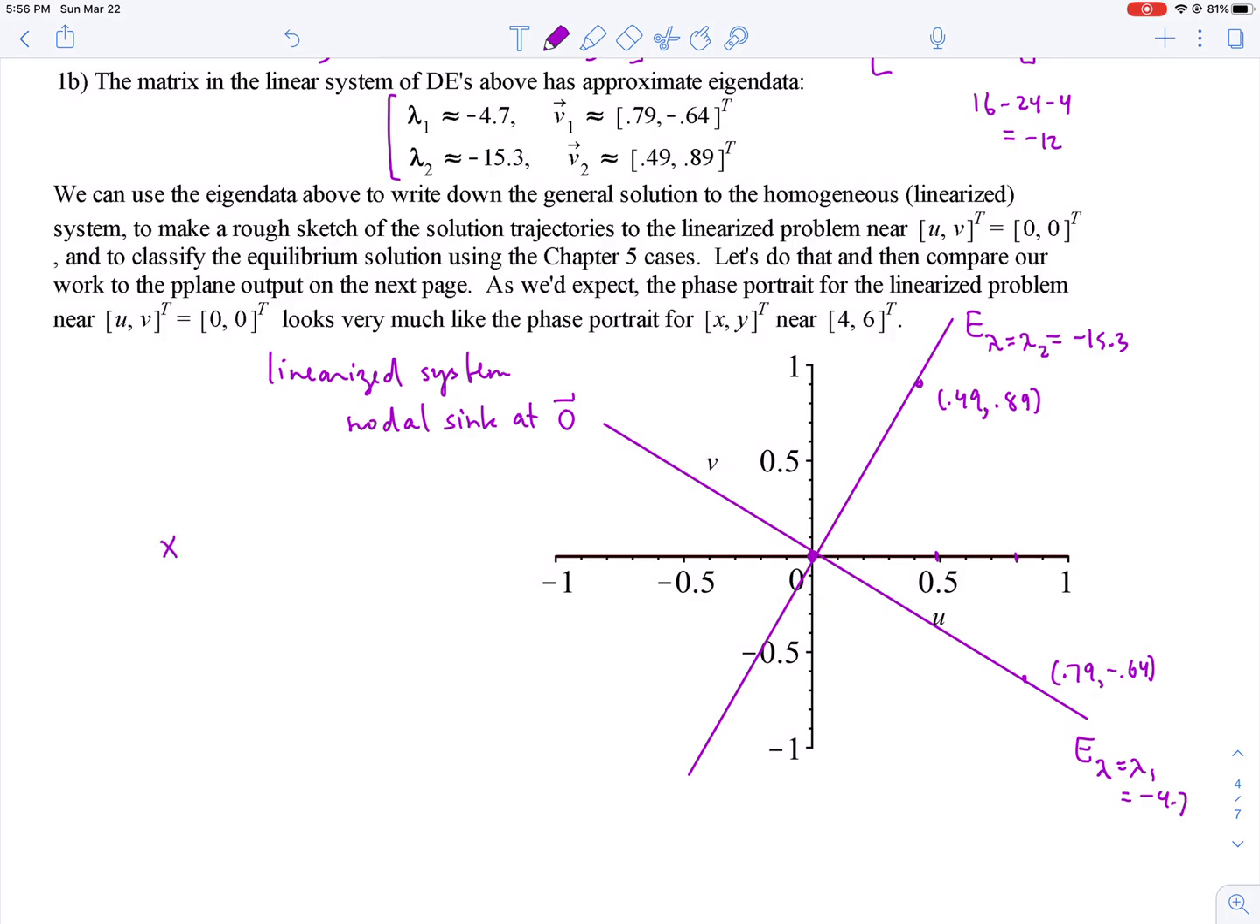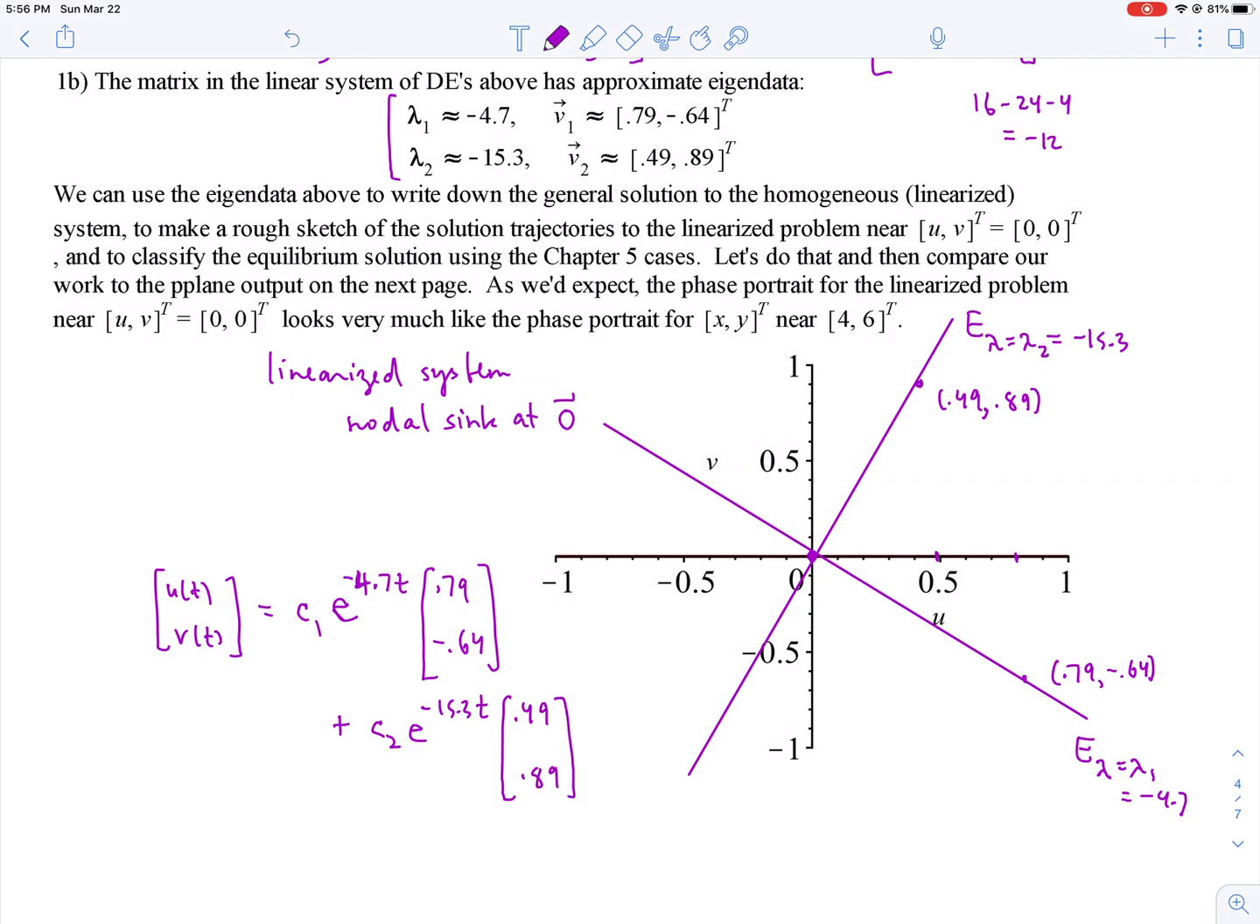Our general solution, U of t, V of t, is all linear combinations of e to the lambda 1, which is minus 4.7 t, v1, which is 0.79, minus 0.64, plus c2 e to the minus 15.3 t times 0.49, 0.89.